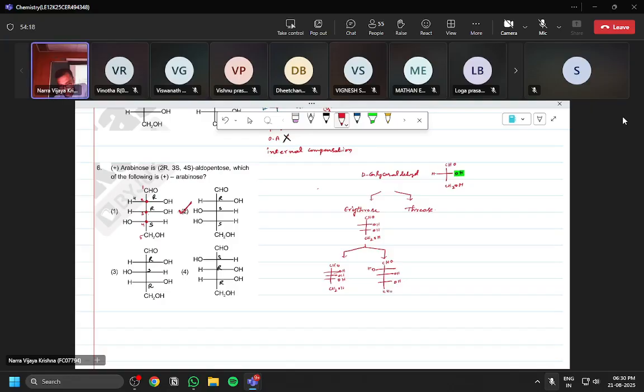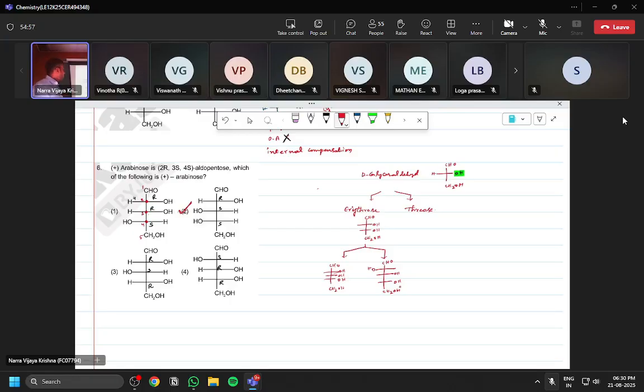Response, whether I have taken this one or not. This is ribose and this is arabinose. So in case of arabinose, what should happen? Two OH groups are on one side and the OH below the aldehyde must be on the other side. So which among the following is suitable for it? Whether this option is suitable or not, and this option is also suitable or not. So the answer should be either 2 or 4.